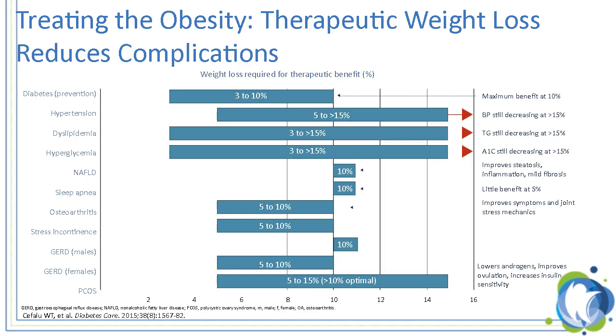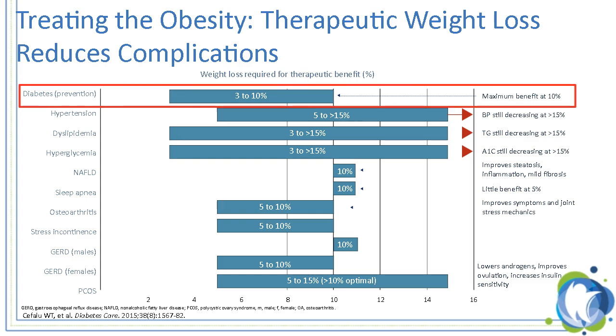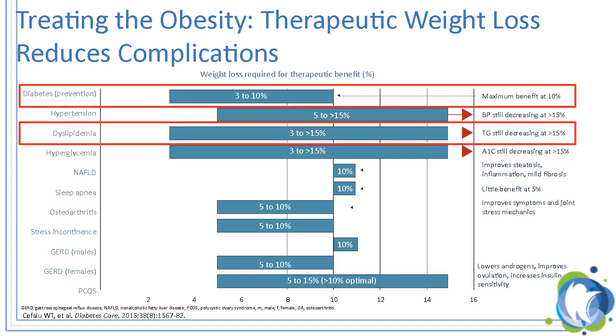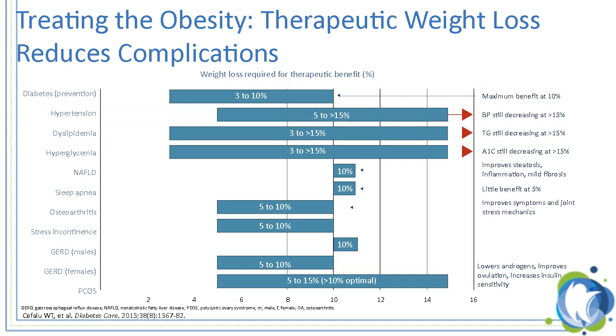This slide gives a general overview. There are many other conditions that are impacted by weight other than those listed here and that are improved by treatment of weight. But just to give a sense of how much weight do people need to lose in order to see these benefits, this slide shows that for some conditions like diabetes and dyslipidemia, even a very modest 3% weight loss can have a significant impact on health. Other conditions, it might be more in the 5 to 10% range.